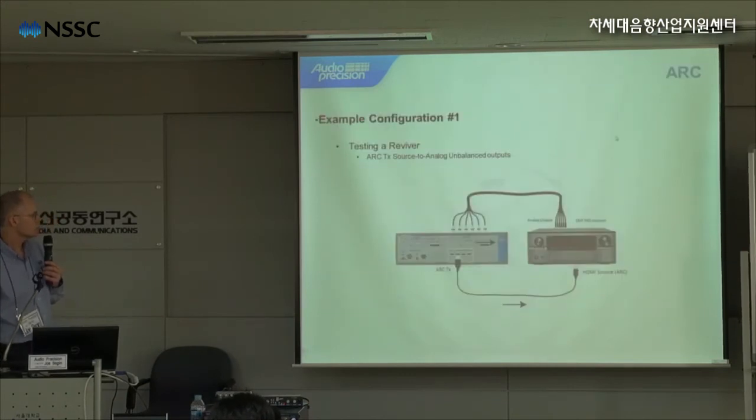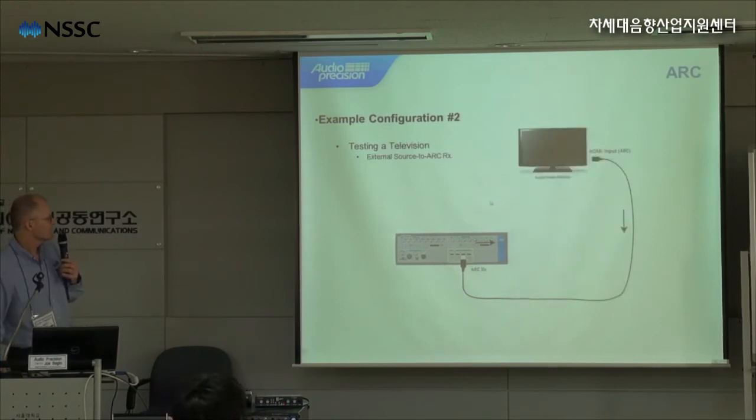Here's an example of testing a receiver. So the ARC transmit source to analog unbalanced outputs. So you would connect the ARC transmit to the HDMI source connector, and then connect the analog outputs from the receiver to our analog inputs. For testing a television, you would take the HDMI input connection and plug it into the ARC receiver port on the APX analyzer.